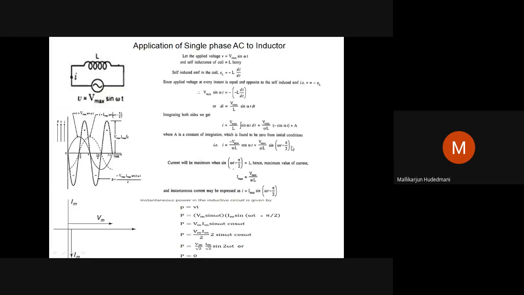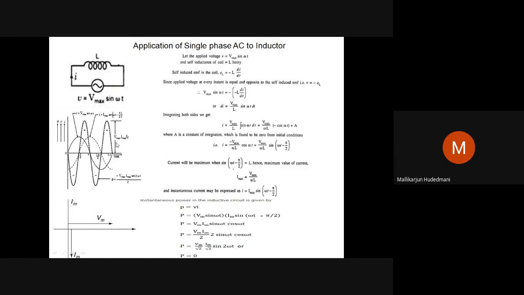As per this equation, i equals Im sin(ωt − π/2), is the proof of that. You can see here, the instantaneous current is expressed as i equals Im, the peak value. What is the peak value? The ratio of Vm by ωL. What is ωL? Inductive reactance, also known as XL, so 2πfL. Omega is 2πf. So the inductive reactance is in the denominator. So invariably, I can write i equals Im sin(ωt − π/2).